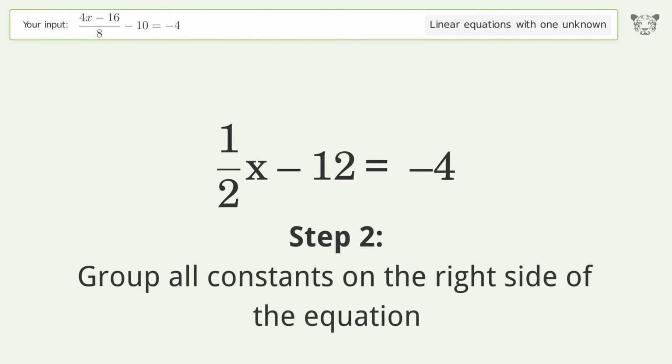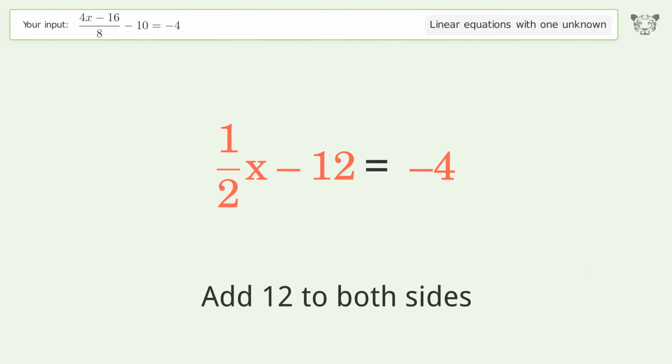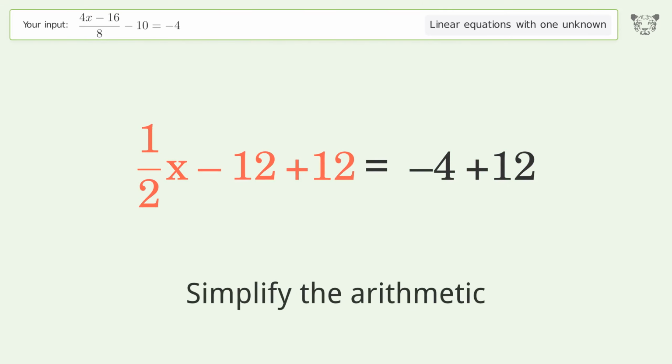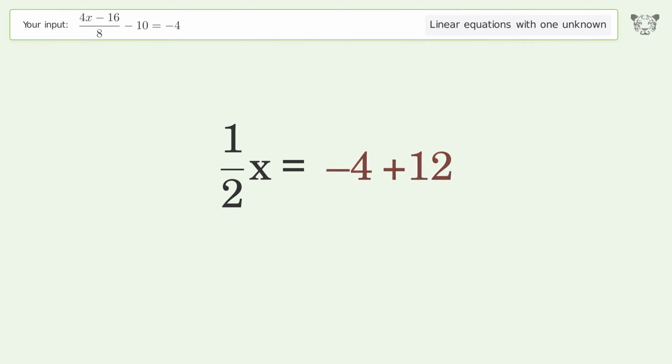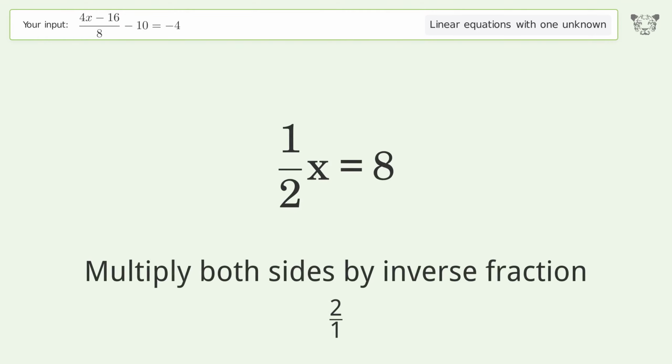Group all constants on the right side of the equation. Add 12 to both sides. Simplify the arithmetic. Isolate the x. Multiply both sides by inverse fraction 2 over 1.